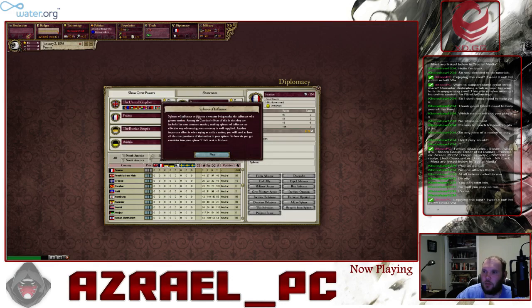Spheres of influence. Spheres of influence represent a country being under the influence of a greater nation. Among the practical effects of this is that they are included in your common market, making spheres of influence an effective way of ensuring your economy is well supplied. Another important effect is when trying to unify a nation. You will need to have all the core provinces of that nation in your sphere.